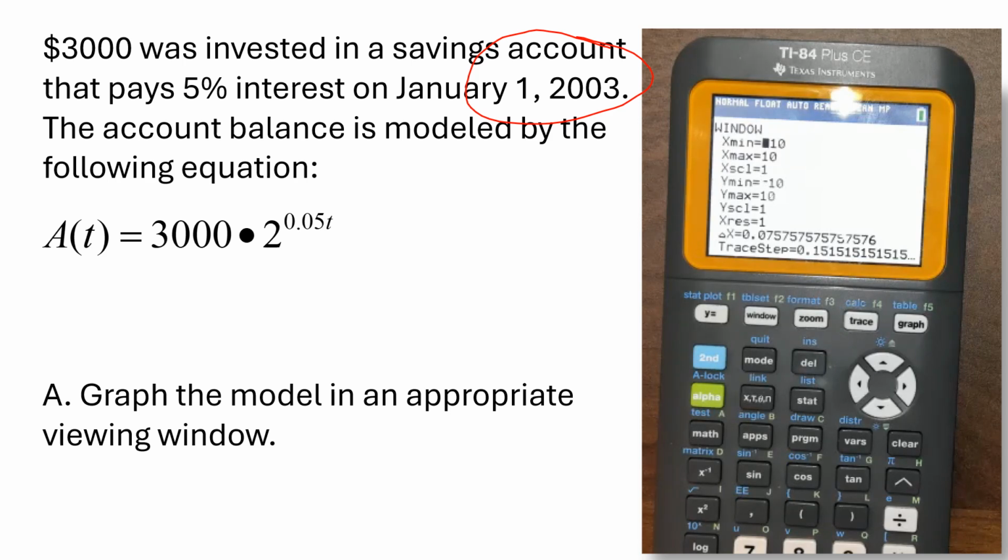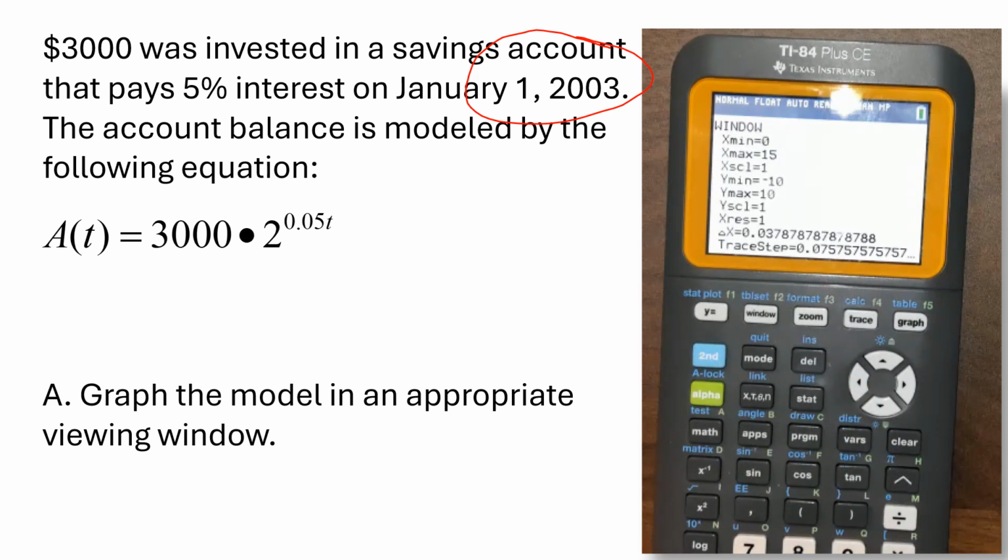Now, X is going to represent time in this problem, and Y is going to represent the amount of money in a specific time frame after January 1st, 2003. I want to go to at least past 12. I'm going to try 15. You could try 13, 14, 20, whatever you need to do, but it should go past 12. As looking at part C, I need to go to at least April 1st, 2015. I know that's past 12.